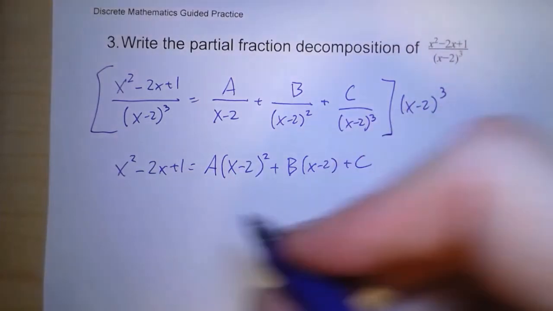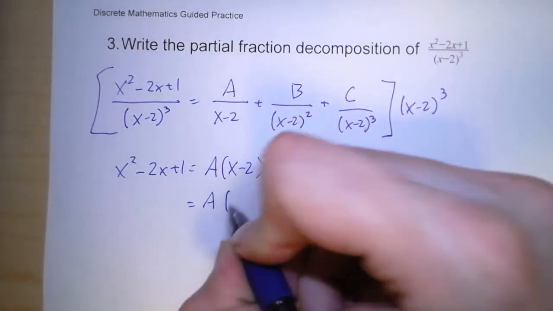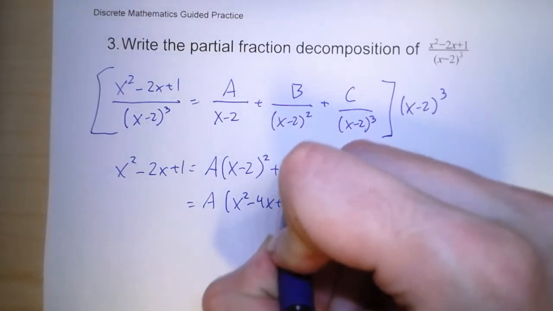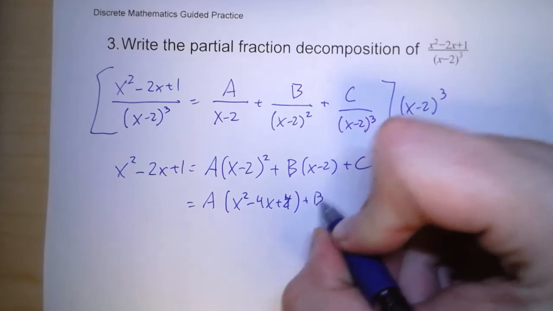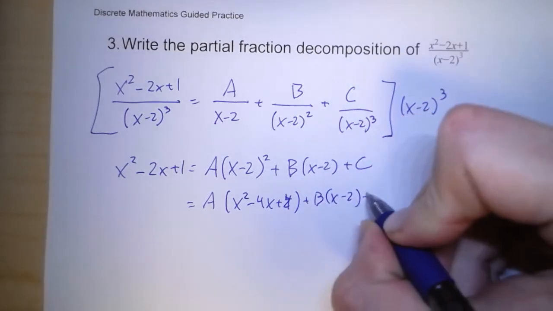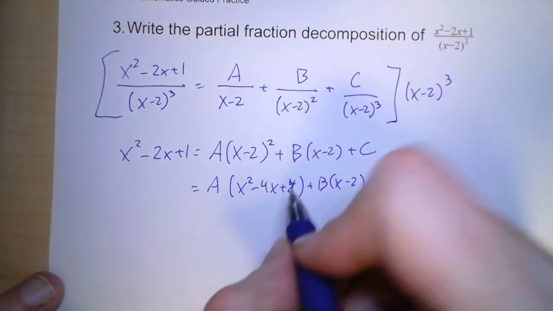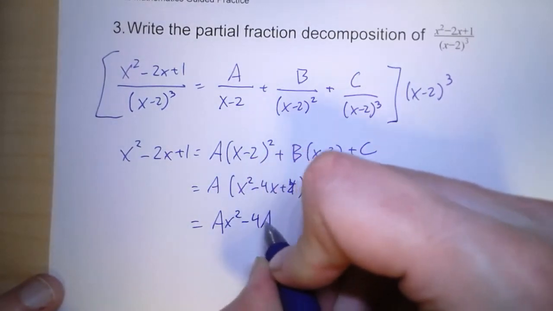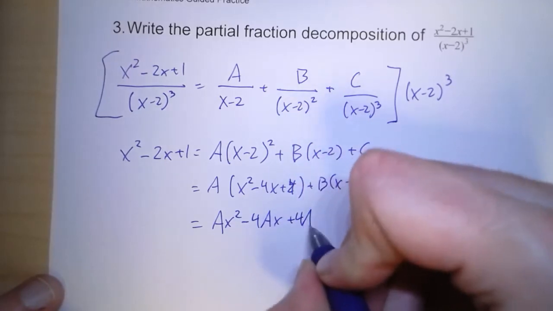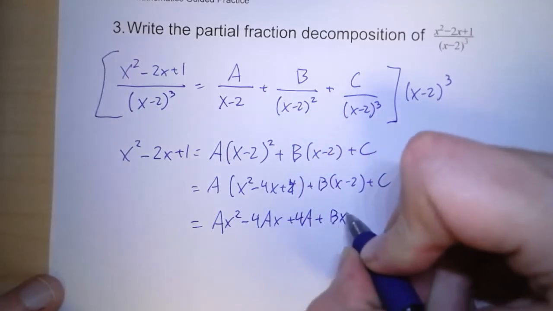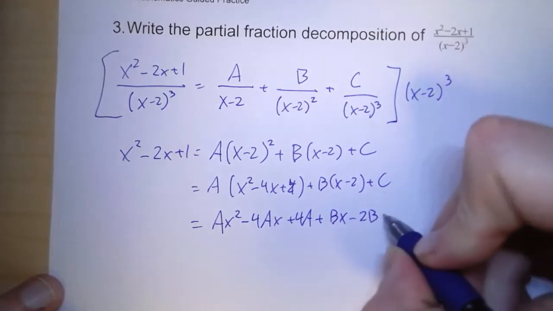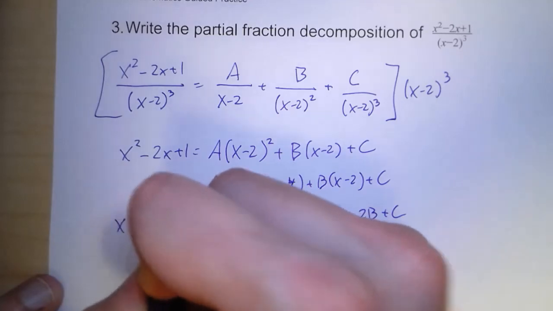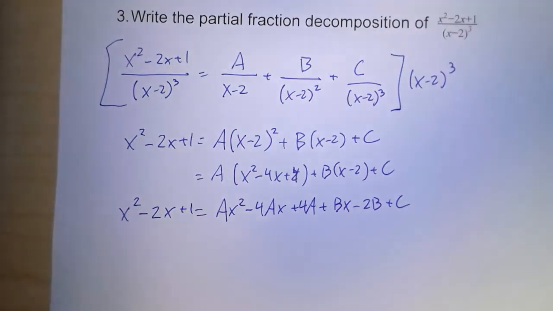So let's expand this out. x minus 2 quantity squared is x squared minus 4x plus 4, plus b times x minus 2 plus c. So then we distribute the a and distribute the b. ax squared minus 4ax plus 4a plus bx minus 2b plus c. Now again, all of this equals x squared minus 2x plus 1.